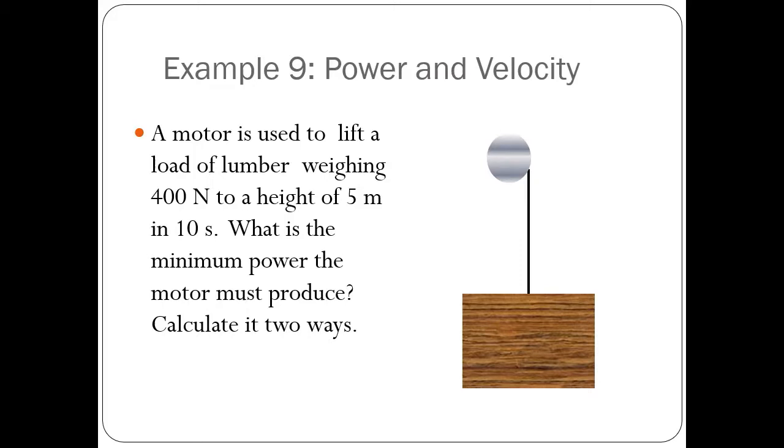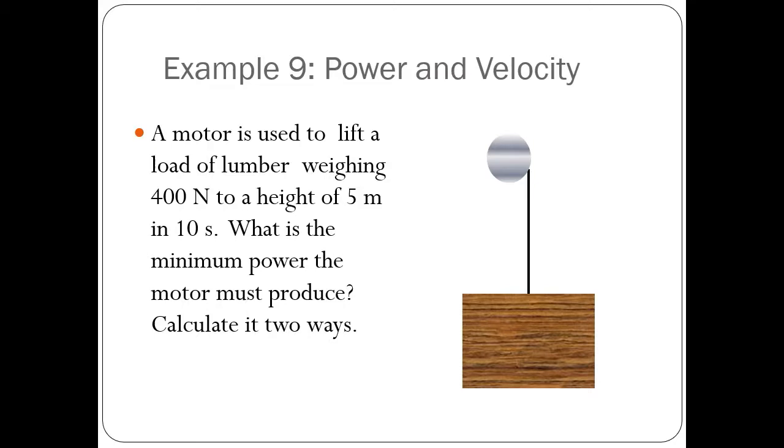400 newtons is the weight of the lumber, and we are to lift it at the minimum amount of power, which means we're going to lift it at a constant speed. Clearly, to get it moving, you'll have to apply a little bit more force than its weight, and then at the end of its motion, to stop it from moving, you need to apply a little less force than its weight. But over most of the motion, the amount of force the motor is going to have to apply is equal to the weight of the load of lumber, which would be 400 newtons.